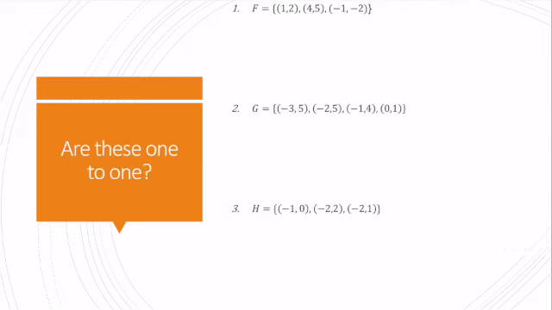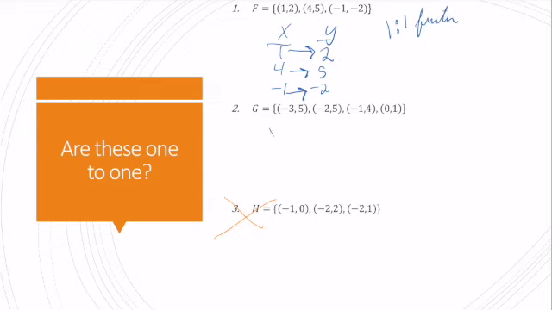So let's figure out if these are one-to-one. We already proved in an earlier slide that this was not a function, so I'm going to skip this one. I have x is 1, 4, and negative 1, and y is 2, 5, and negative 2. So 1 goes to 2, 4 goes to 5, and negative 1 goes to negative 2. So this is a one-to-one function.